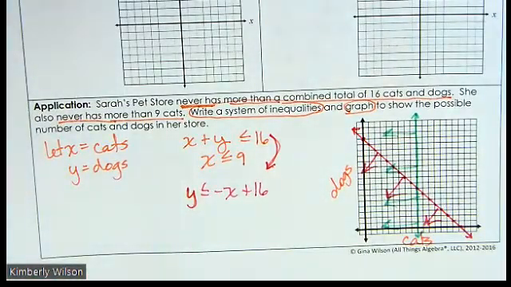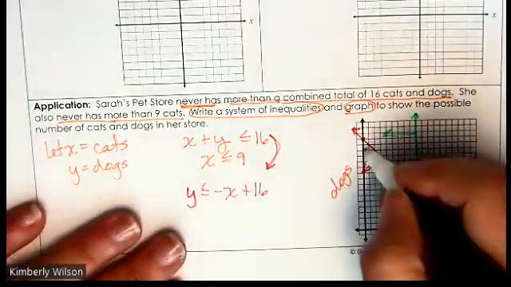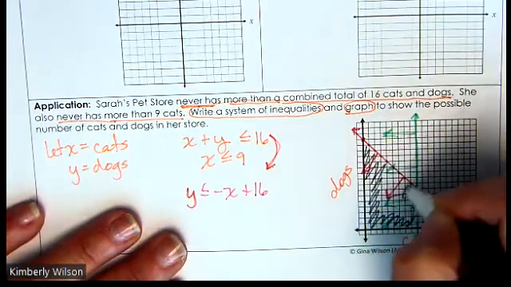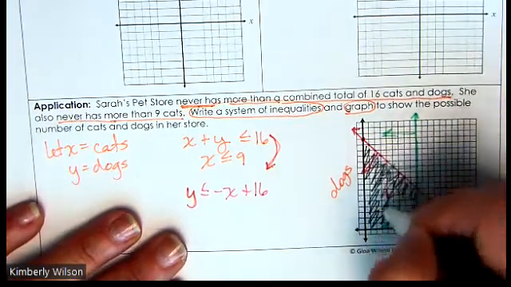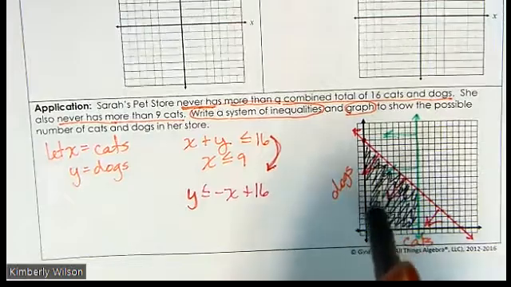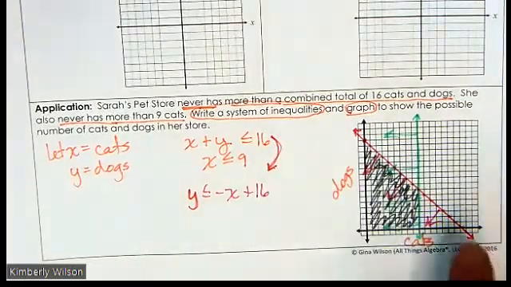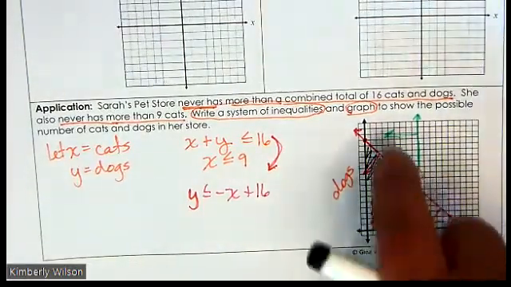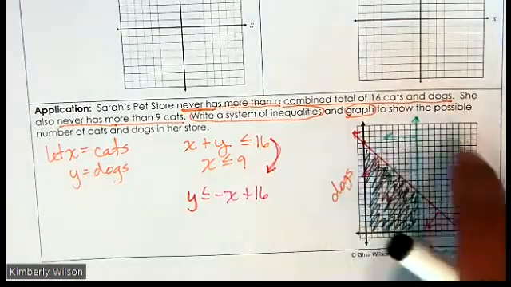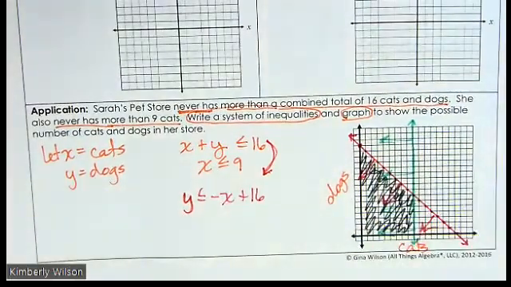So that means the solution is this little trapezoidal area here. That is my solution to this application problem. That means any ordered pair in this area is a solution. If it's an area here, it's not a solution. A point here, not a solution. Point here, not a solution. Point here, not a solution.